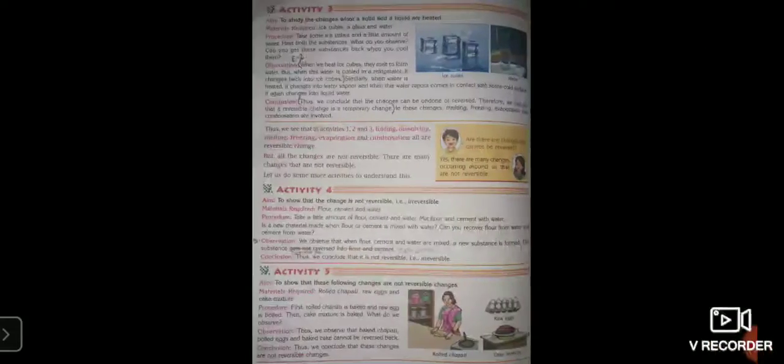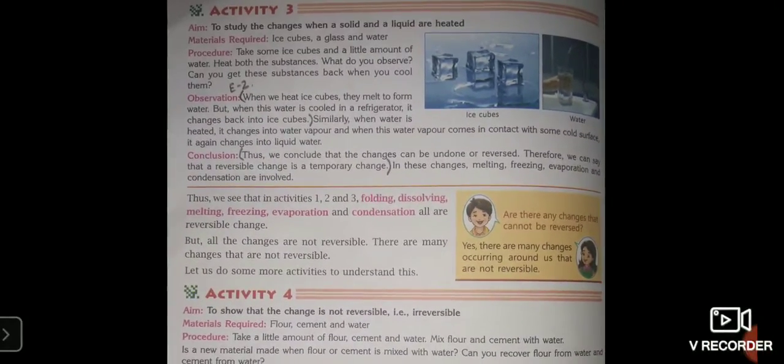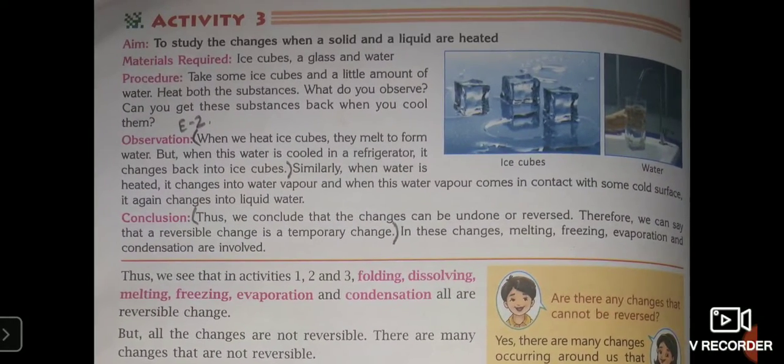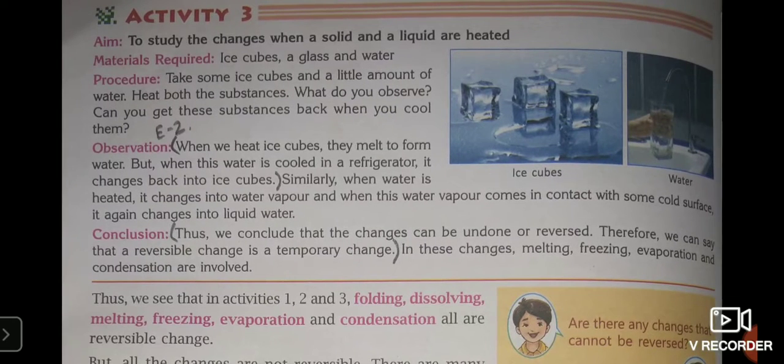Now, this is the example which we discussed. This is activity 3 given in your textbook to study the change when a solid and a liquid are heated. Now, we know that when a solid is heated, the process is called melting or fusion. The solid gets converted into the liquid state. And when a liquid is heated, it gets converted into the vapor state. Now, what are the requirements? Ice cube, a glass, and water.